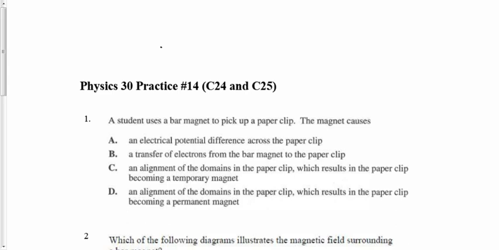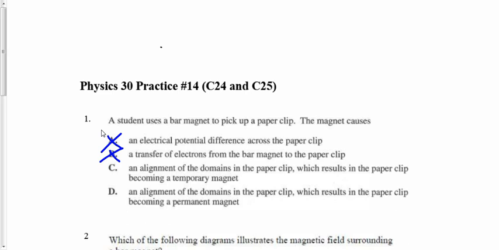No. A bar magnet does not induce a potential difference across the paper clip. That's not even close. A transfer of electrons from the bar magnet to the paper clip. We don't want to get mixed up between electricity and magnetism. When we touch something that's negative to a paper clip, then we would transfer electrons to the paper clip. But when we touch a bar magnet to the paper clip, that's not a bunch of electrons. That's not a negatively charged object. That's not going to happen here, okay? We don't want to get mixed up again between electricity and magnetism.